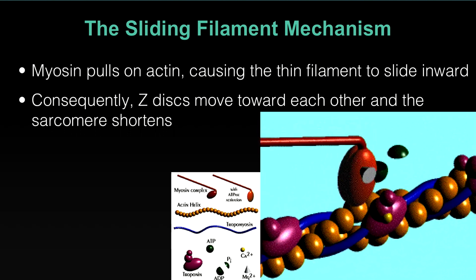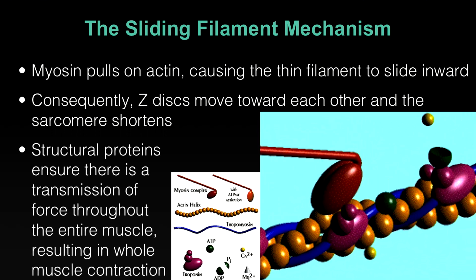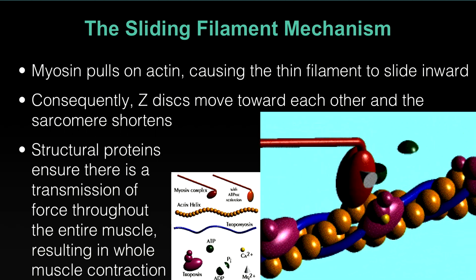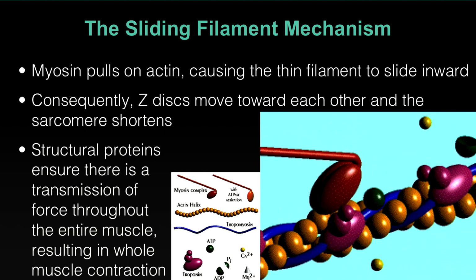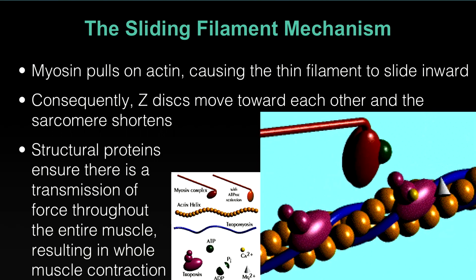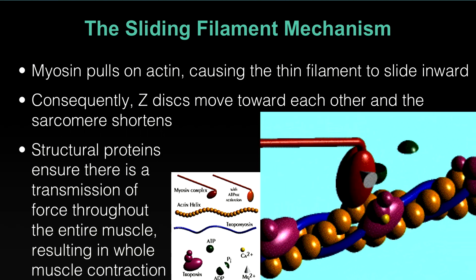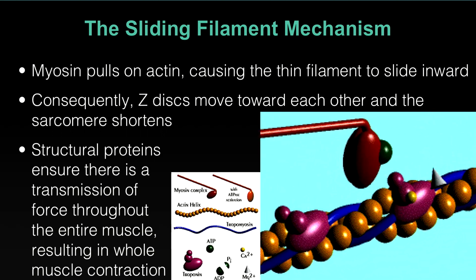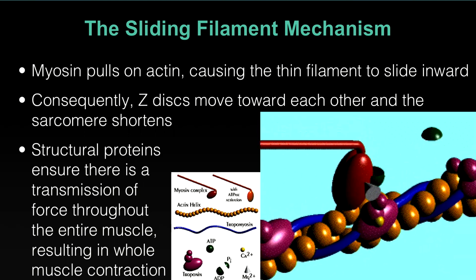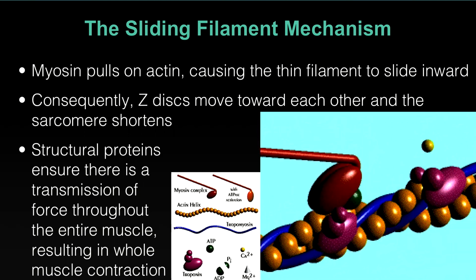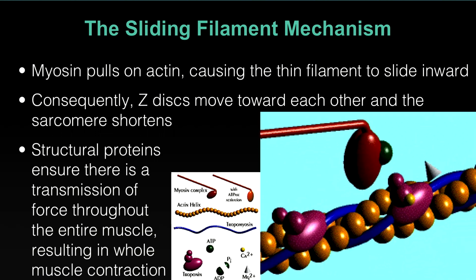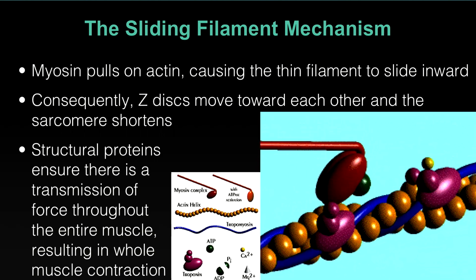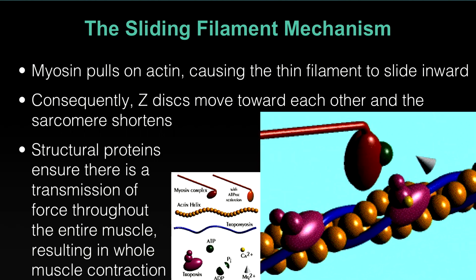So that's a large part of contraction. And it doesn't happen by compressing or expanding the proteins, or compressing or expanding the filaments. They stay fairly rigid. And we talked about the structural proteins that are in play to maintain the structural integrity of the muscle. They ensure that as myosin walks up the actin filament, that force, that pull, is transmitted the entire length of the muscle.